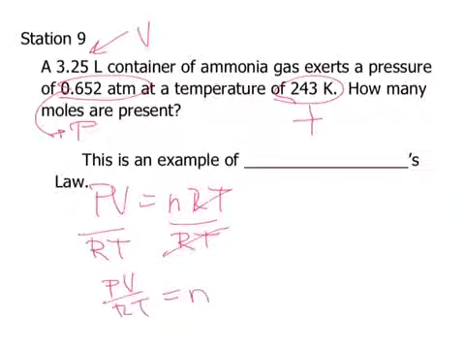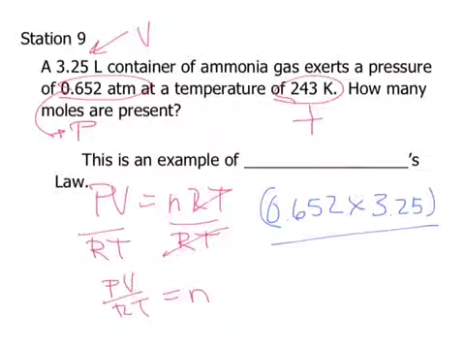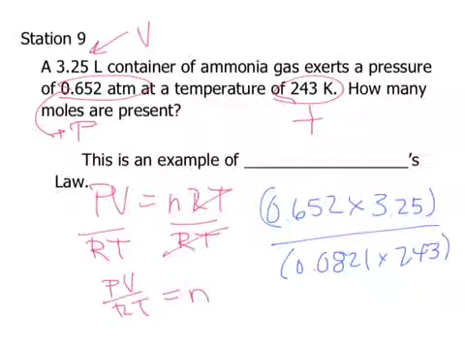So let's substitute some things in. My pressure is what? 0.652 times the volume, which we said was 3.25, divided by parentheses 0.0821. Okay, and our temperature value we had in there was, we're going to multiply this by 243. Make sure when you put this in the calculator, leave everything on top in parentheses, and then divide by everything that's on bottom and keep those in parentheses separate, or you will get the wrong answer.